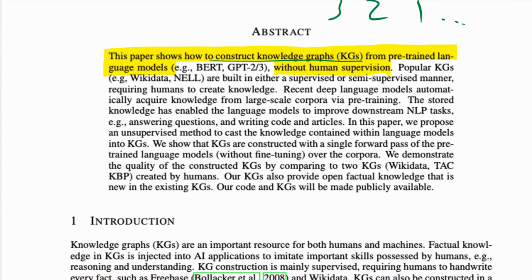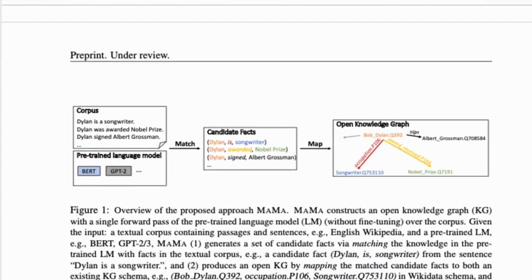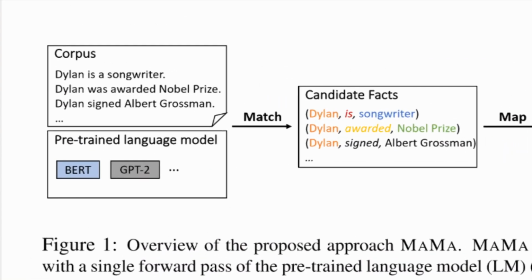All right. So, as I said, what we have usually is a corpus, okay? A corpus is simply a bunch of text pieces. You can think of maybe just the text in Wikipedia, okay? Here, the Wikipedia page about Bob Dylan. Bob Dylan is a songwriter, was awarded the Nobel Prize, signed Albert Grossman. These are easy sentences, right? Sentences are usually larger and longer and so on.